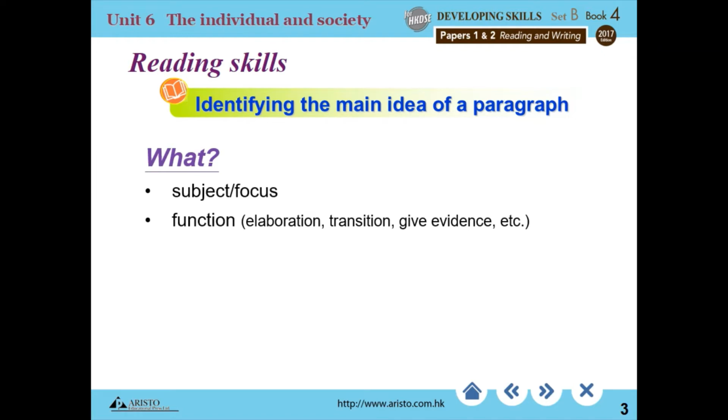Sometimes the paragraph may not necessarily have a main idea, but a function. So we can ask ourselves what function it plays in the text, such as elaborating on a topic, transitioning to the next idea, giving evidence to support an argument, and so on. Let's take a look at a passage.